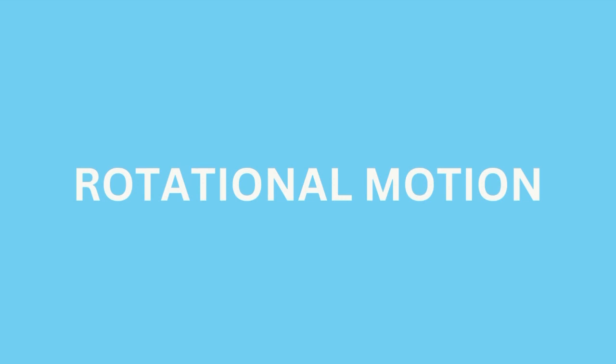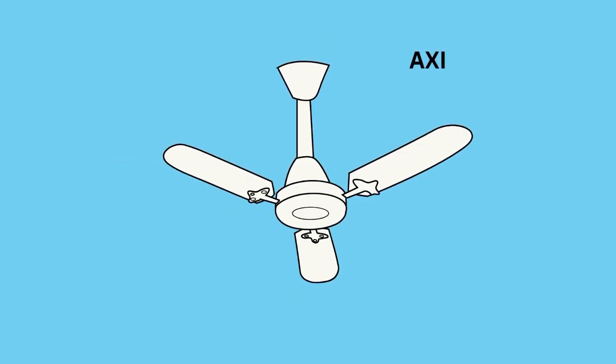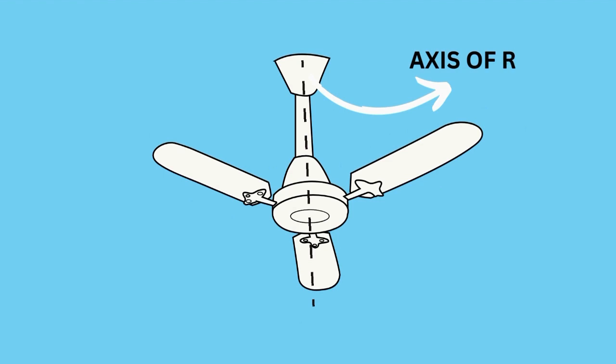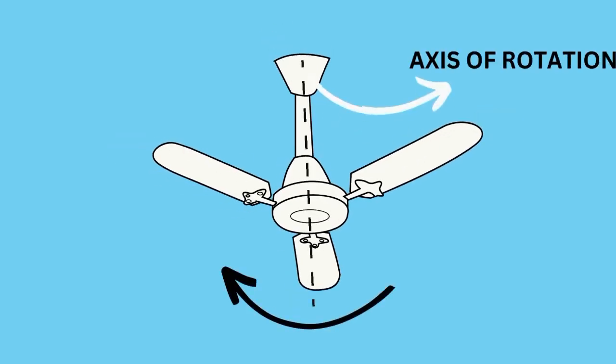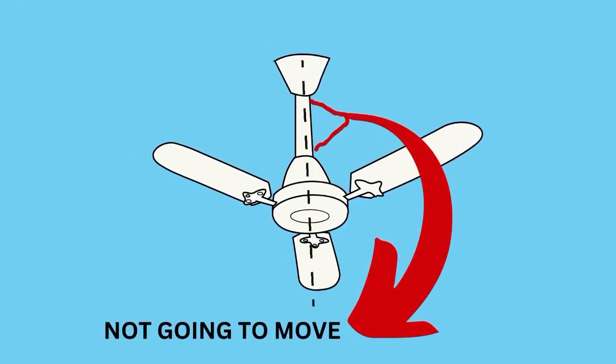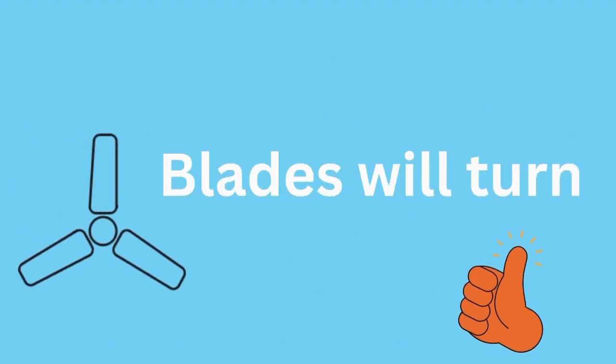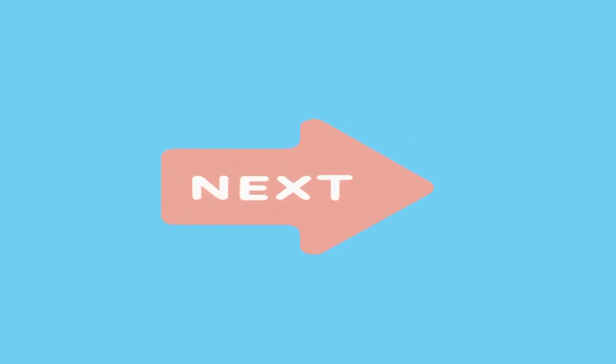Now let's look at something. If you draw a hypothetical line through the fan, we call this line the axis of rotation. So if you draw a line passing through it, you are going to see that the fan will be turning about a fixed line, which is this axis of rotation. But this axle is not going to move, but rather the fan or the blades of the fan are going to move around it.